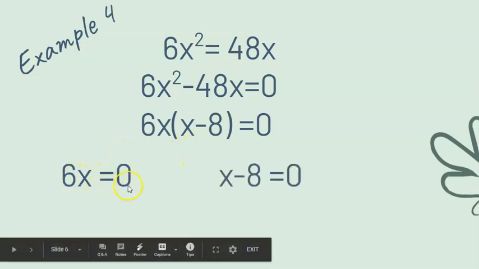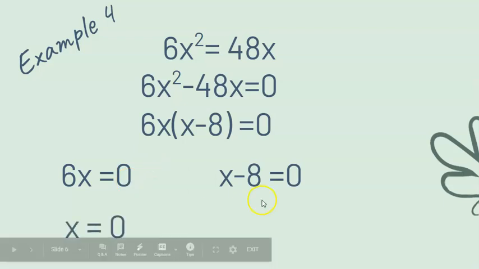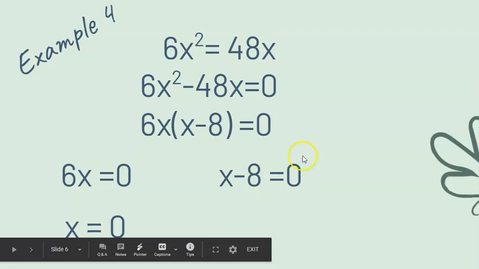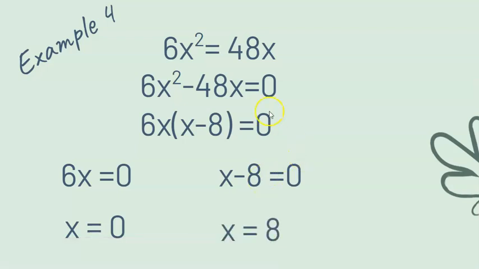Here I'm going to divide by 6. And again, when I divide, I get a 0. On this one, I'm going to add 8. So I just get x equals 8. So I have two answers, 0 and 8. The degree of my problem was 2. I know I have worked somewhat correctly here.